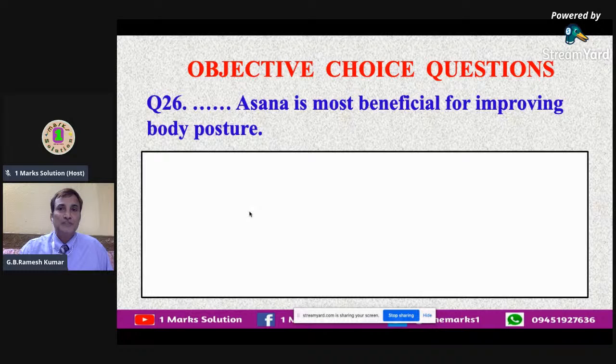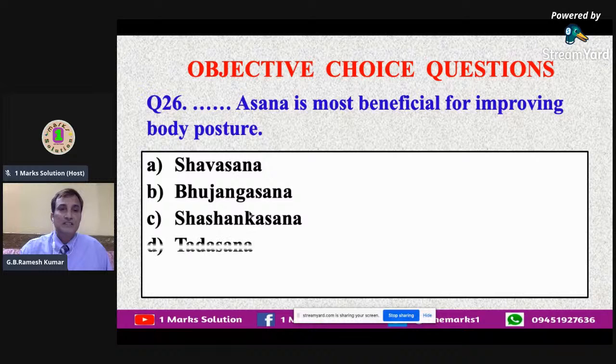Which asana is the most beneficial for improving body posture? Shavasana, Bhujangasana, Shashankasana, Thadasana. Out of these 4 asanas, which one will be more beneficial for improving body posture? Shavasana, of course, is a relaxation posture. Bhujangasana, definitely it will help to stretch your spine nicely, and Shashankasana is a forward bending asana.